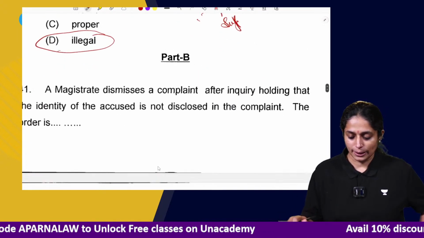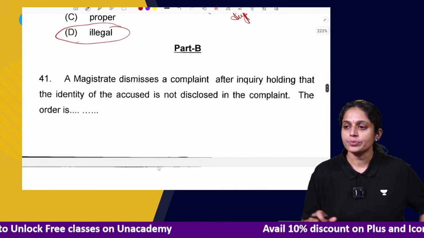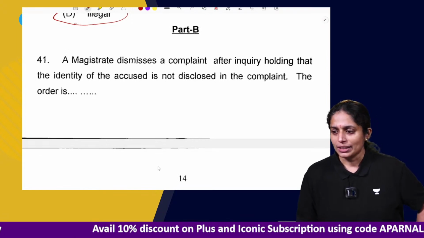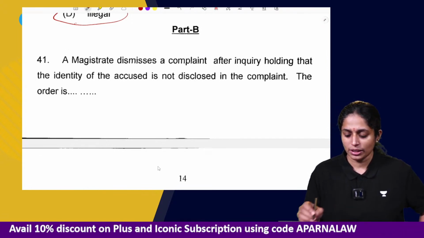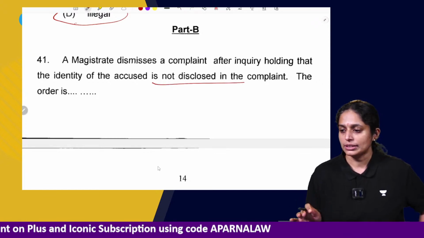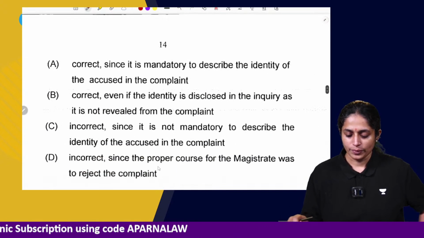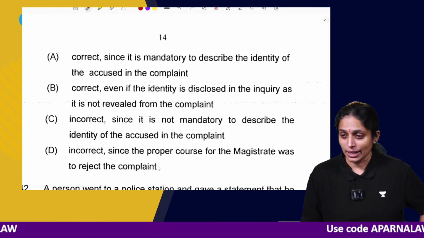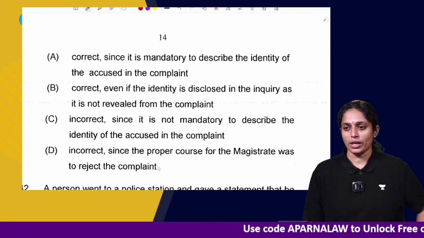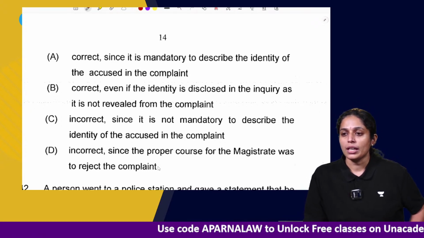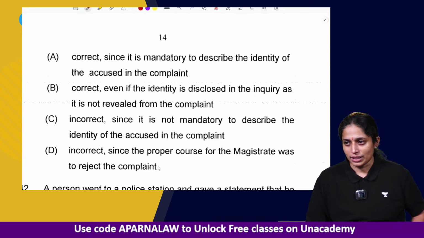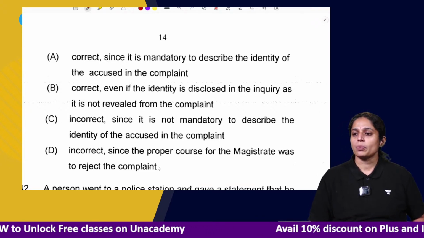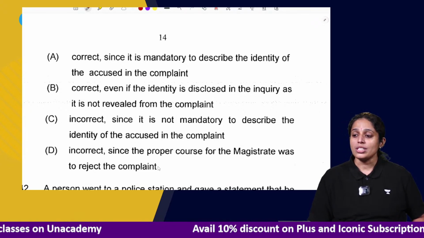Then let's go to part B regarding criminal law. A magistrate dismisses a complaint after inquiry, holding that the identity of the accused is not disclosed in the complaint. The order is: A. correct, since it is mandatory to describe the identity of the accused in the complaint. B. correct, even if the identity is disclosed in the inquiry, as it is not revealed from the complaint. C. incorrect, since it is not mandatory to describe the identity of the accused in the complaint. And D. incorrect, since the proper course for the magistrate was to reject the complaint.